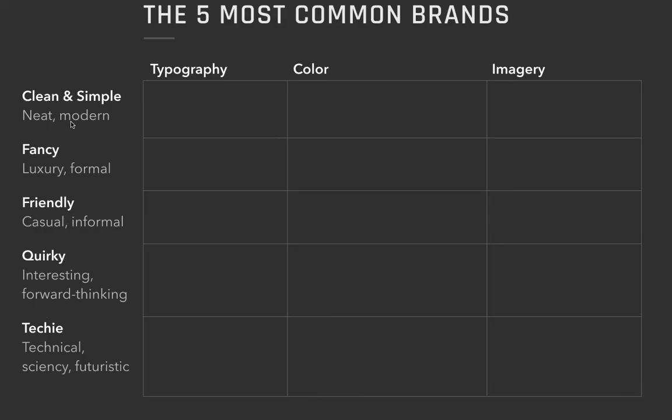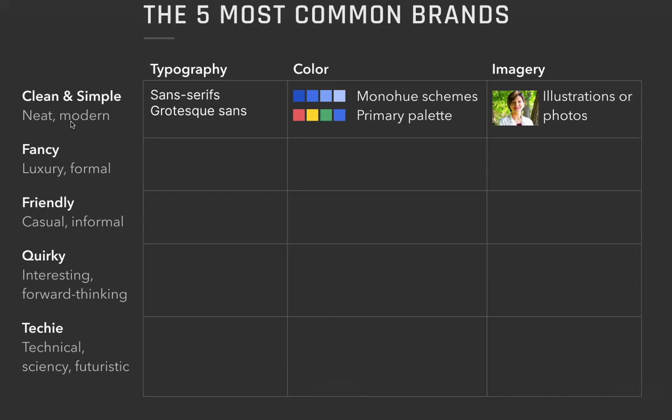The first one is clean and simple, and that is by far the most common client request that I've had. Hey, we just want something that's clean and simple, neat, and modern. Typography for clean and simple is often going to be sans serif fonts, in particular grotesque sans. If you know what that means, great. If you don't, do not worry about it. We'll get to it later.